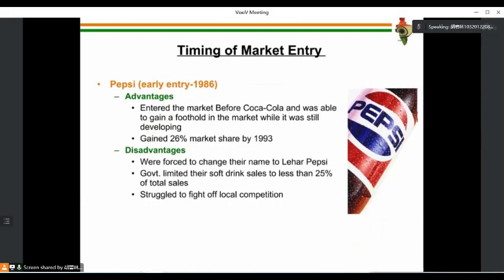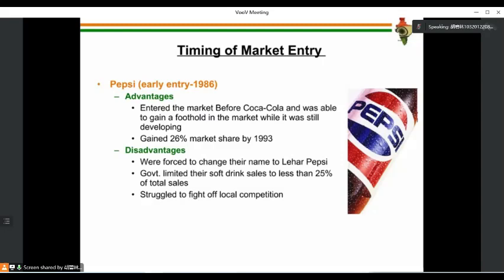And also regarding the timing of market entry, this is very important. For Pepsi, like I said just now, they entered the market quite early, and this is one of their advantages, because they were able to enter the market before Coca-Cola was able to step into the domestic market very stably. And during 1993, Pepsi was able to gain 26% of the market share. This is what Coca-Cola doesn't have.